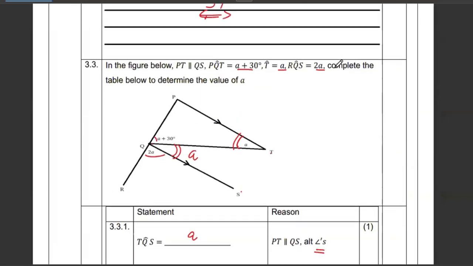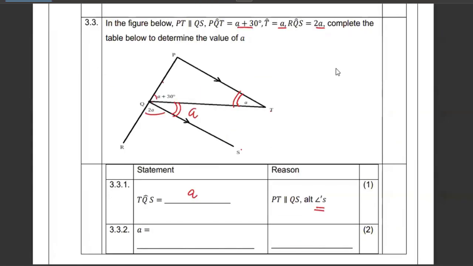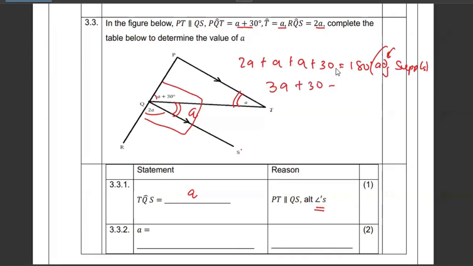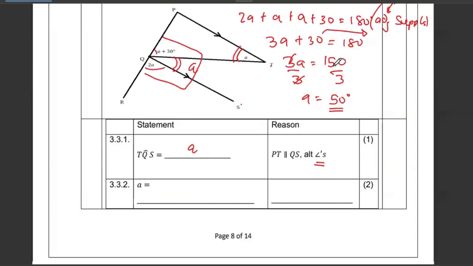So what we can do there is if we add up whatever is on this line. So 2A plus A plus A plus 30 should give us 180. Reason, those will be adjacent supplementary angles. The word adjacent simply means angles that are just next to each other. So 3A plus 30 is 180. Let's move the 30 that side. It's going to be 180 minus 30, which gives us 150. Divide by 3, divide by 3. A becomes 50. All right, so that is 3.3.